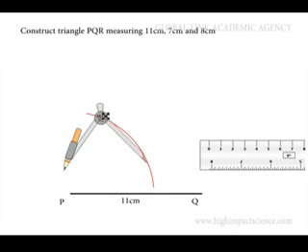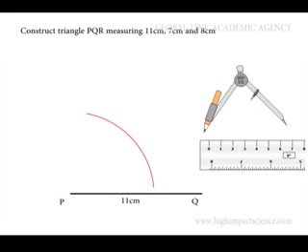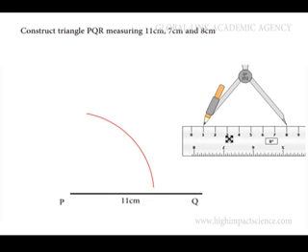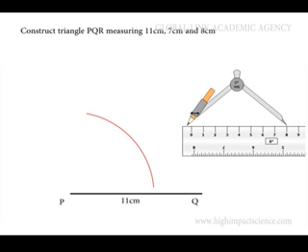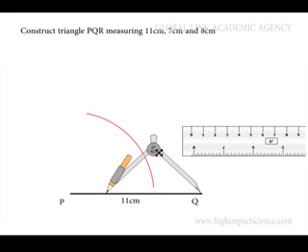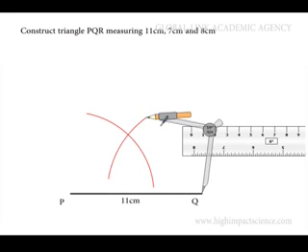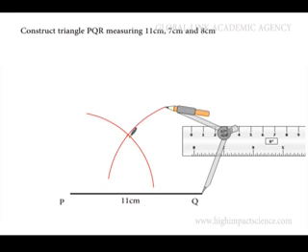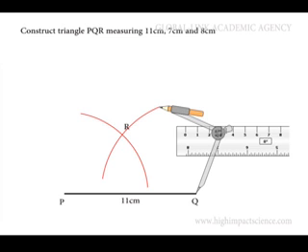Then take the compass and the ruler and measure 8 centimeters. Go to the other point Q and do an arc. The point of intersection of the arcs is the point R. All you need to do is to complete the triangle.